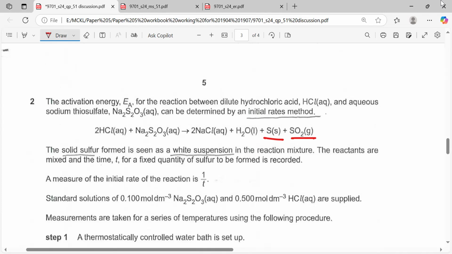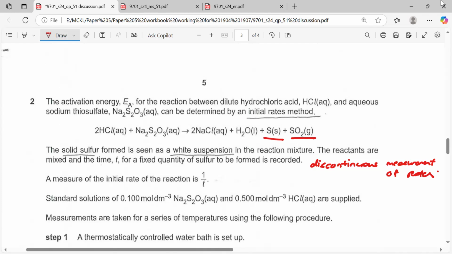So this is considered a discontinuous type of measurement of rates. There are generally two types of setup when you want to measure rate. I believe you've seen this before in practical paper, where you take the reading of the thermometer every 30 seconds. That is called continuous measurement.